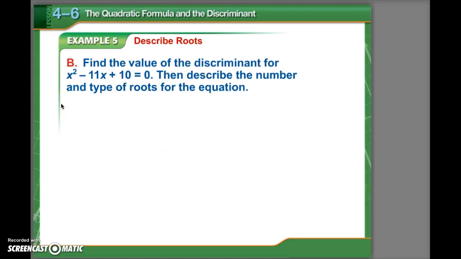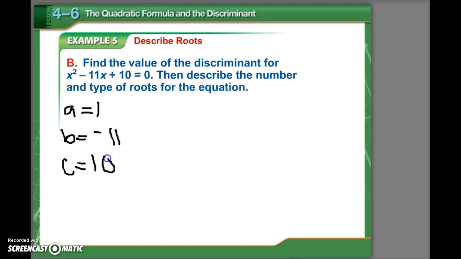Okay, part B. Find the discriminant for x squared minus 11x plus 10 equals 0, and then describe the number and type of roots for the equation. So again, what we're going to do first is write down a, b, and c. A is 1, b is negative 11, and c is 10.